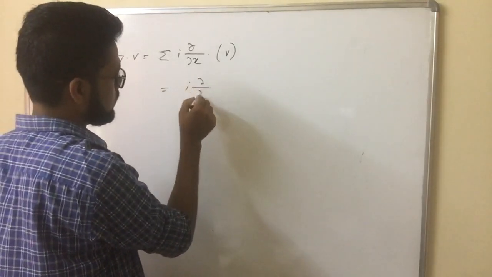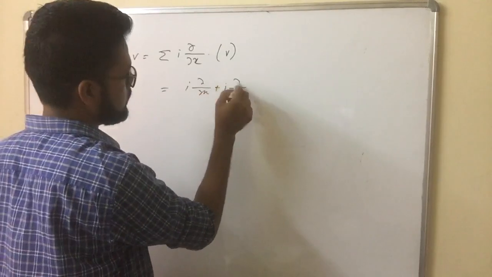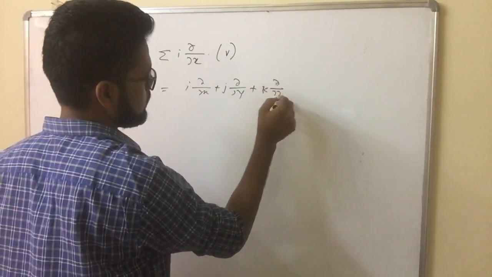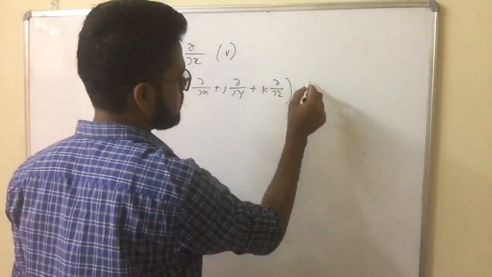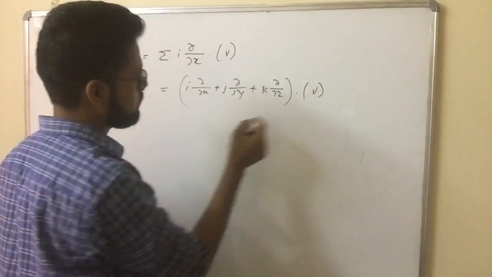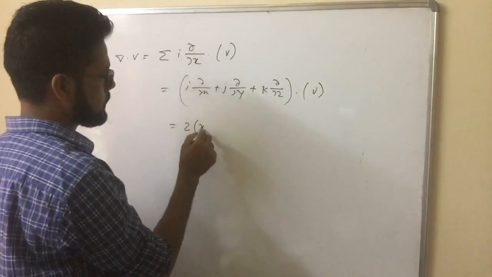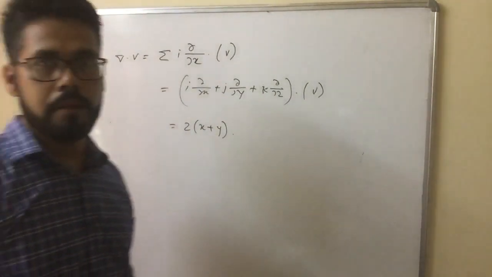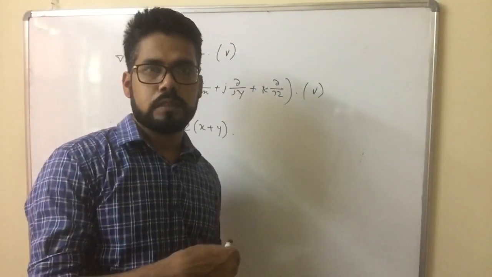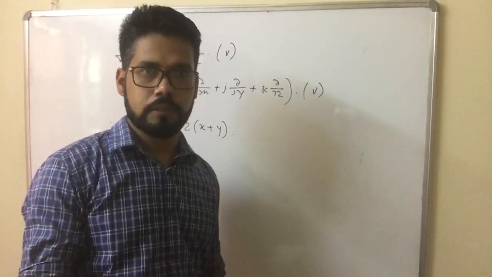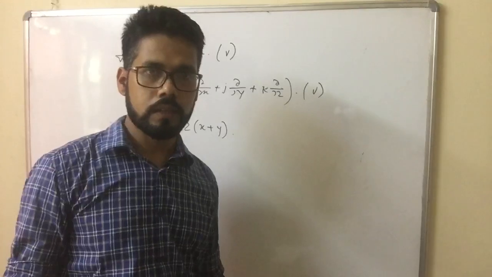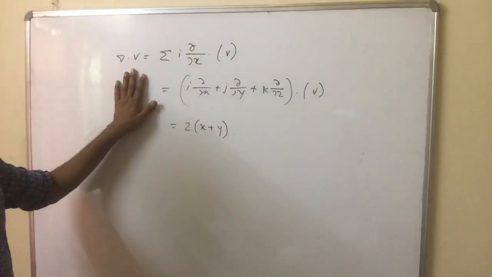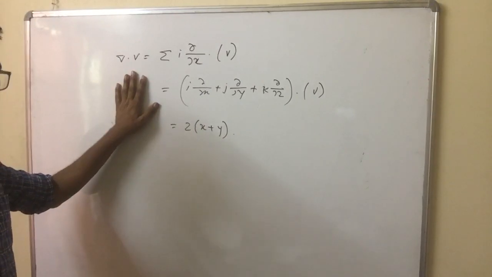i d by dx plus j d by dy plus k d by dz, dot product into the v part. So the corresponding terms will be differentiated. You will have twice x plus y. But in the previous one I put twice x y cap, twice y z cap, but this is wrong. That's why I am telling you, so do not get confused about divergence of v. This is the dot product of two vectors, always a scalar quantity.